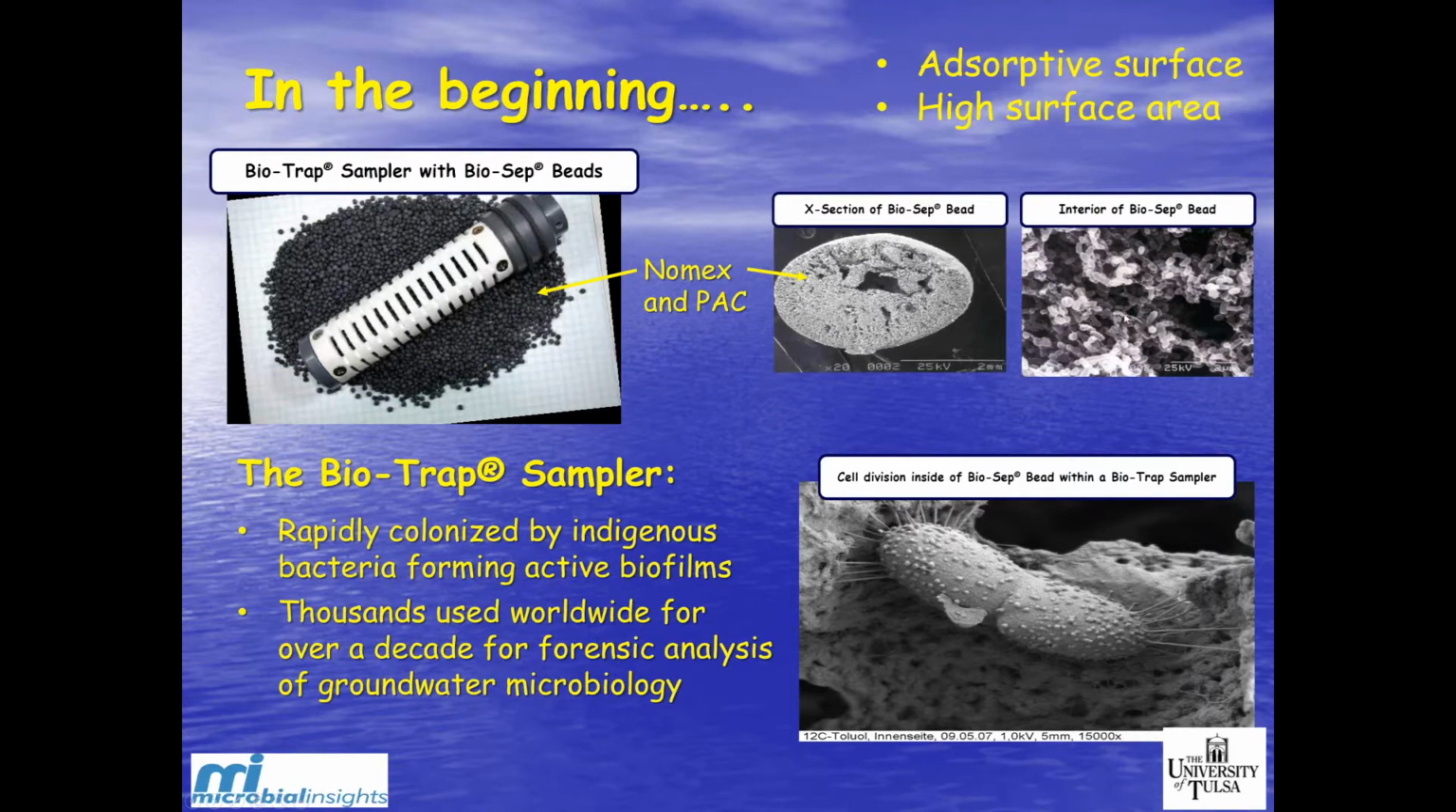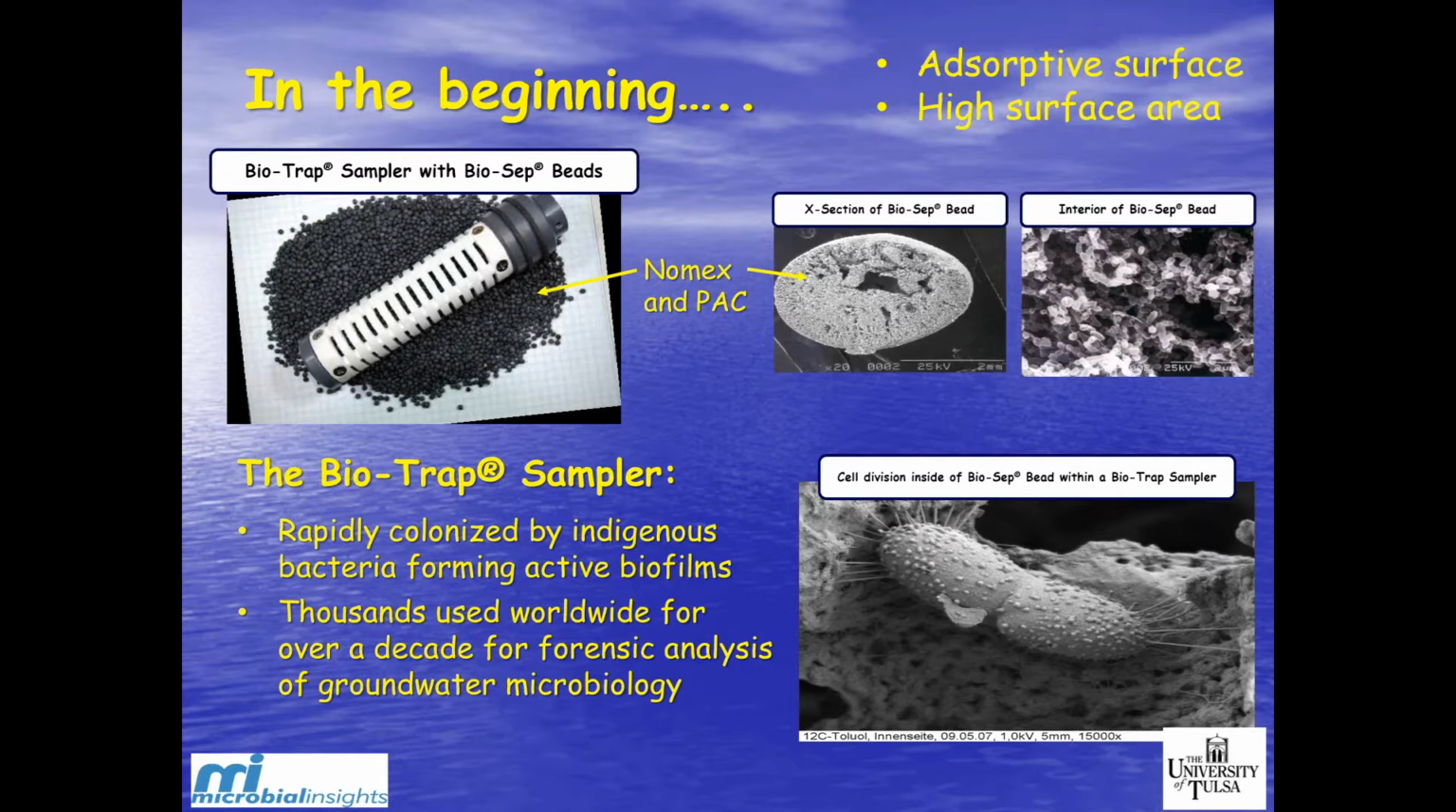And you see in the picture on the right, this is a picture of a biofilm on the inside of Bio-Sep beads. And now, as Dora was mentioning a few moments ago, one of the characteristics of the Bio-Sep bead is that it absorbs contaminants from the powdered activated carbon and the very high surface area on the inside of the bead.